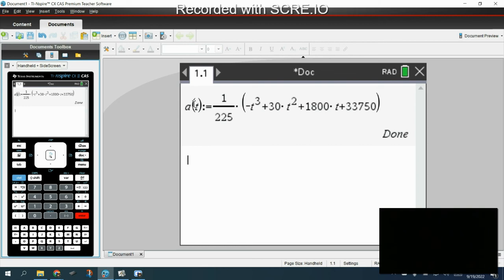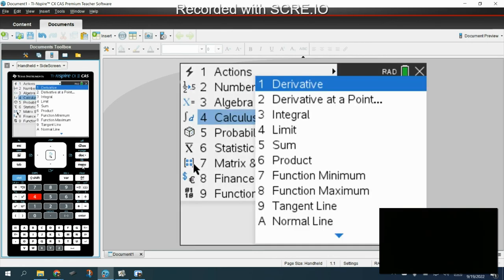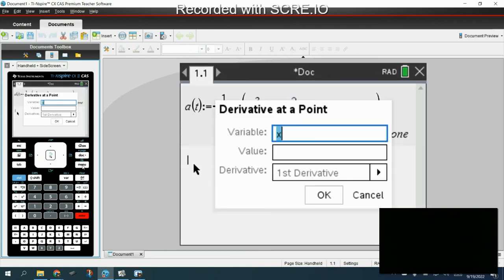So now I want to find the derivative at a point. So there's a way to type this out, but the easiest way to do this is go to menu. There's a calculus menu, so pick that, number 4. Okay, if you're using a CX instead of a CAS, you're not going to have that top one. So my number 2 will be your number 1, and your number 1 will also say numerical derivative at a point. Same thing. Okay, so we want the derivative at a point, which is that variable. My variable is t in this one, so I'm going to type t. The value we want is 15. We want the first derivative, so hit OK.